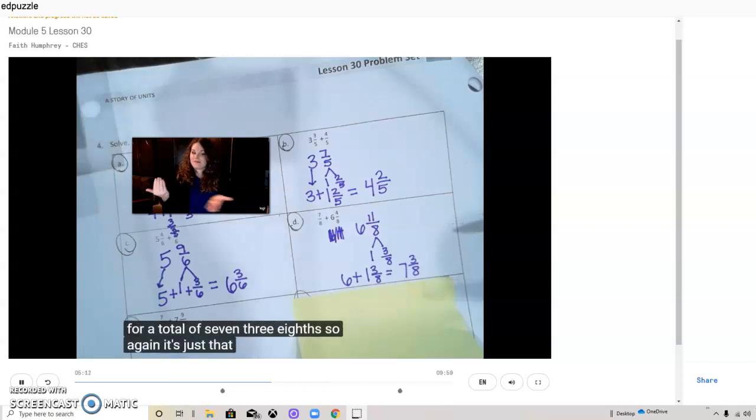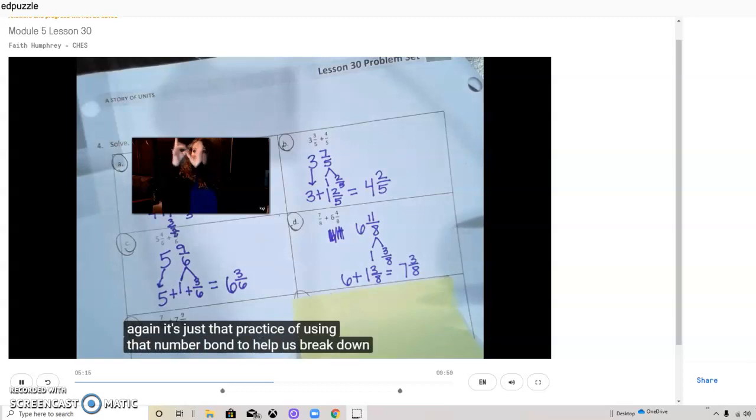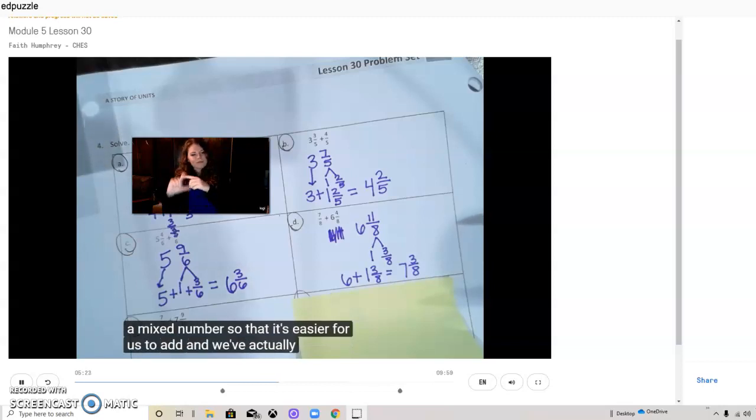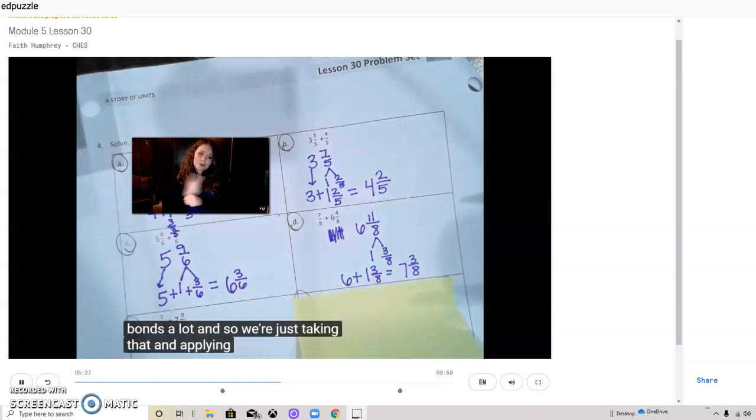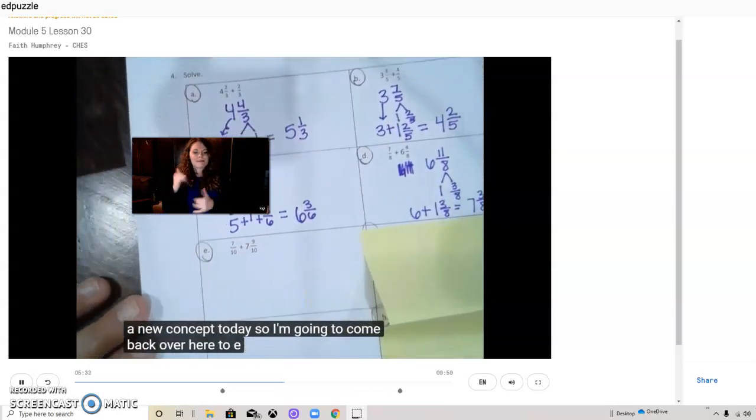So again, it's just that practice of using that number bond to help us break down that improper fraction and turn it into a mixed number so that it's easier for us to add. And we've actually used number bonds a lot. And so we're just taking that and applying it to a little bit of a new concept today. So I'm going to come back over here to E.